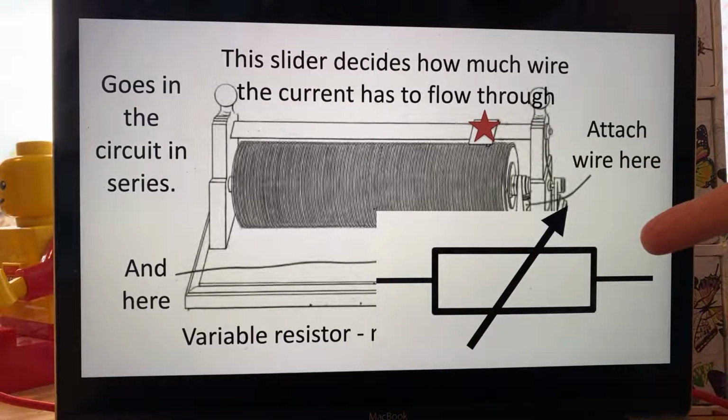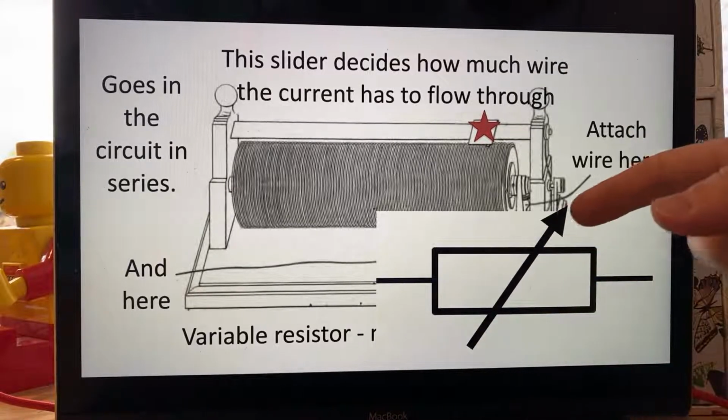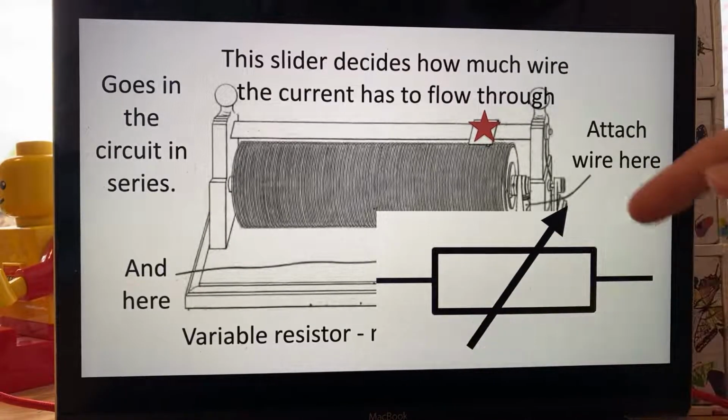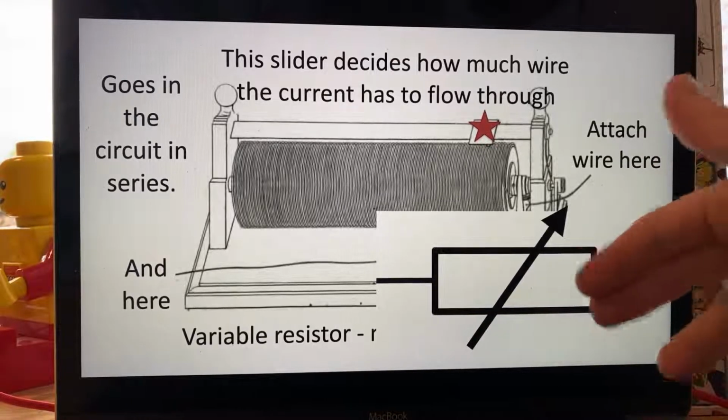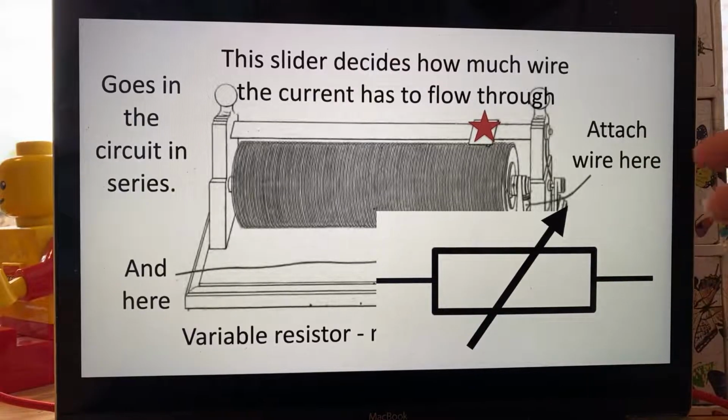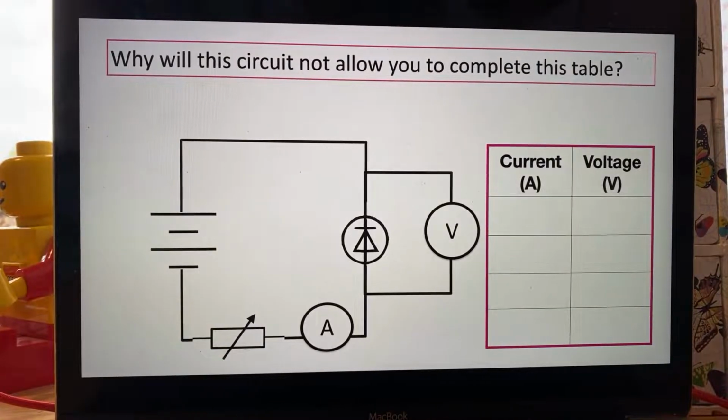Pay very close attention, because this was catching people out in bingo at the end of the lesson, and I'm not going to show you this many times. It's a resistor, the boring rectangle, but it's got an arrow stabbing through it to show that it's variable. This resistor can change its resistance. It's a variable resistor, okay? So let's put one of those in the circuit.